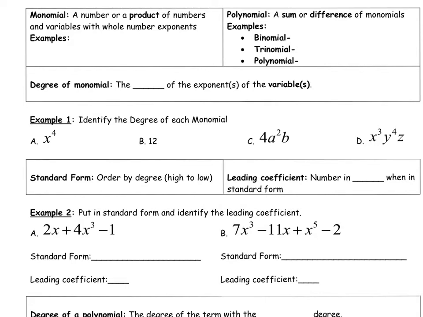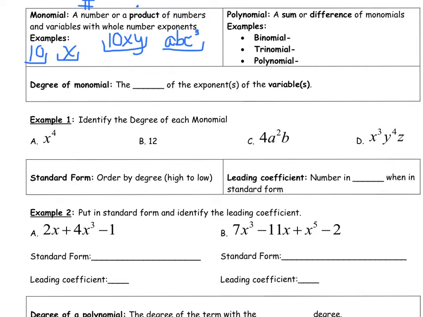A monomial counts as one whole thing because numbers and variables are stuck together by multiplication. So an example would be just the number 10 or just the variable x, or maybe you have a combination like 10xy or abc. If the variables have exponents, they need to be whole numbers, so like abc to the third. But they all count as one term, a monomial, because they're all stuck together by multiplication.